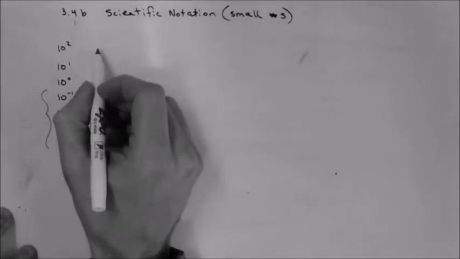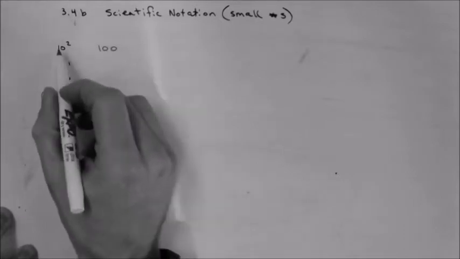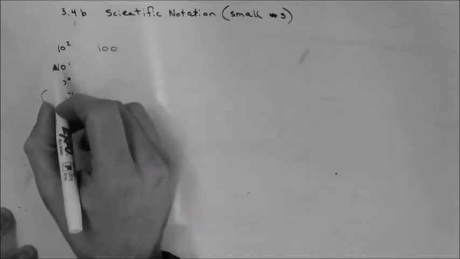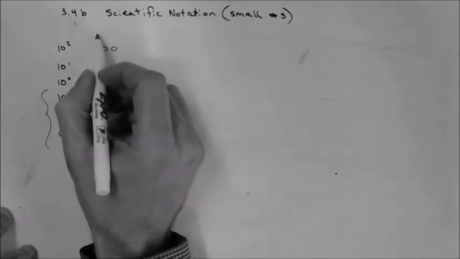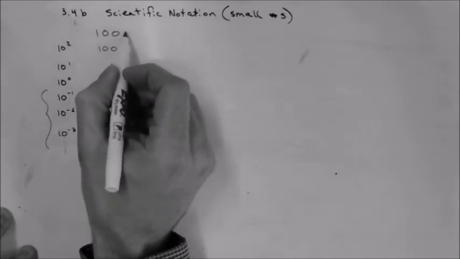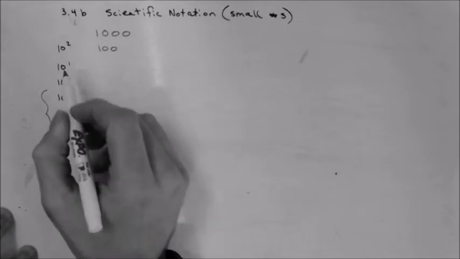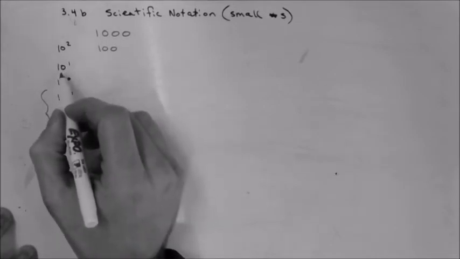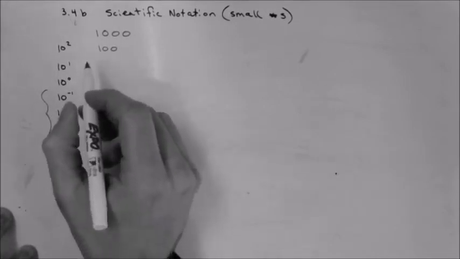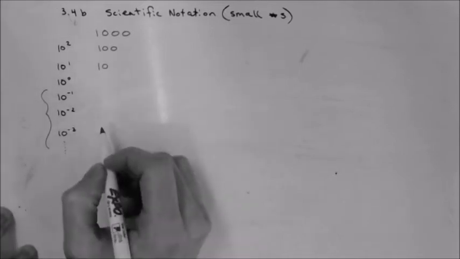So starting at the top, what is the value of 10 to the power of 2? It's 100, right? It's just 10 times 10. So 100 is a power of 10. If we were going to do this chart the other way, the next biggest one is 1,000. Okay, but we're going to work our way back down. 10 to the power of 1 just means 1 factor of 10. Well, that's just 10 all by itself.